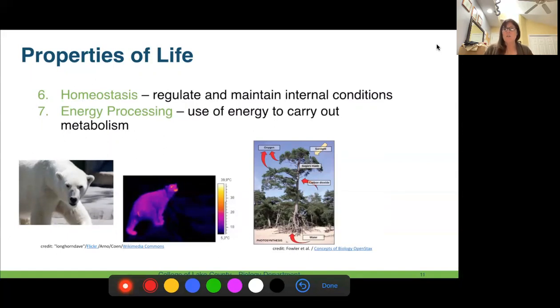to maintain homeostasis, to grow and develop, to stay organized. All of those characteristics are very important and needed. We need that energy processing to do pretty much all those other characteristics of life.